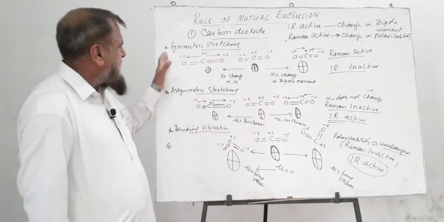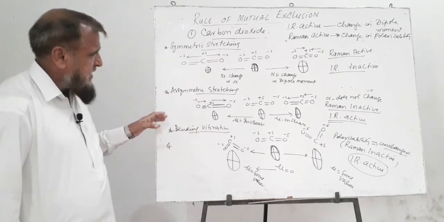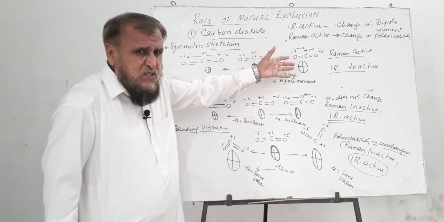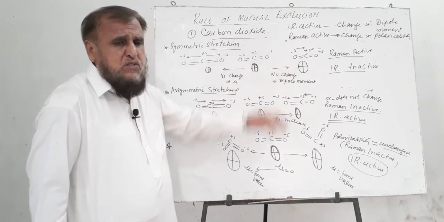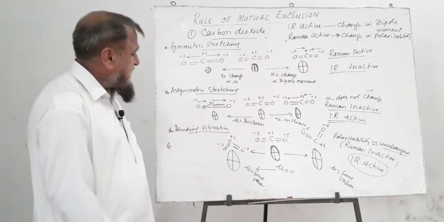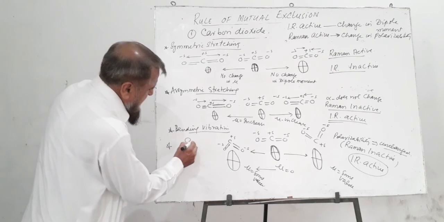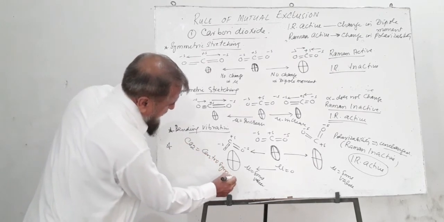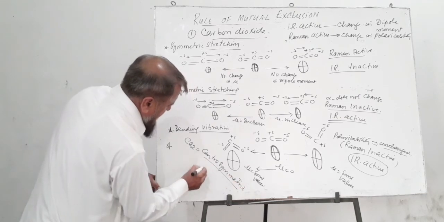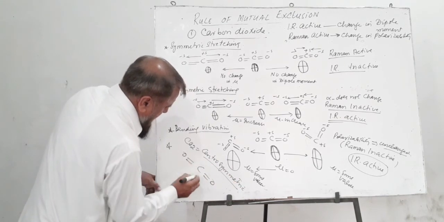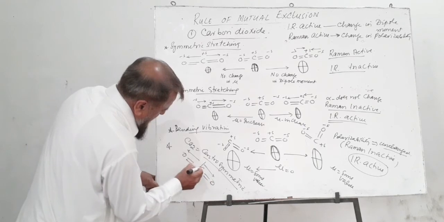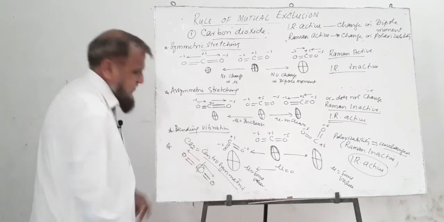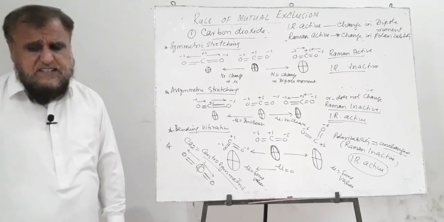Now if we consider the four modes of vibration of carbon dioxide, they are either Raman active and IR inactive, or Raman inactive and IR active, and it indicates that carbon dioxide is centrosymmetric. It has a center of symmetry. Here is the center of symmetry, and there is equal distribution of atoms. Therefore carbon dioxide is centrosymmetric.